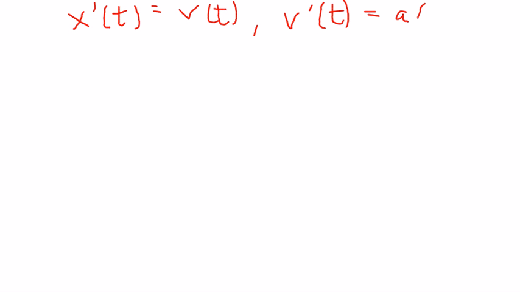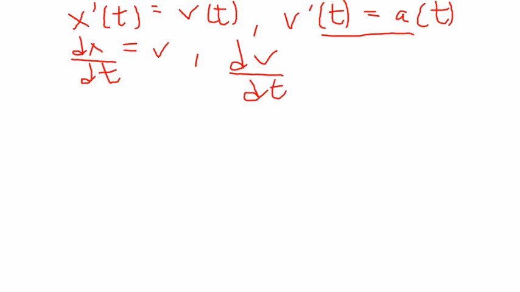If you're taking derivatives, x prime of t equals v of t, and v prime of t equals a of t. The prime you could also write as dx dt equals v, and you could write this other one here as dv dt equals a, for the instantaneous velocity and the instantaneous acceleration. Okay, let me just erase this.